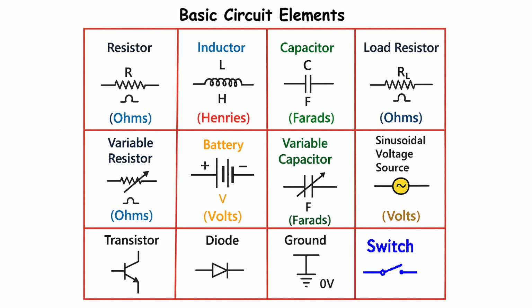Next up, we have the inductor. Its symbol looks like a little coil of wire, which is exactly what it is in real life. An inductor's primary job is to resist changes in the flow of current. Let's go back to our water analogy. Imagine instead of a narrow pipe, you have a heavy water wheel in the middle of your water pipe. When you first turn the water on, the wheel is heavy and takes a while to get spinning. It resists the initial change.